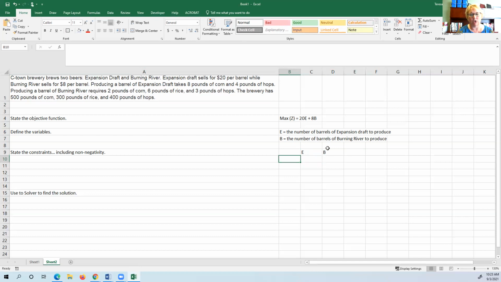And so when I write this constraint for corn, that constraint is going to be the coefficient of how many resources of corn it takes to produce an Expansion Draft. Producing a barrel of Expansion Draft takes 8 pounds of corn. So it's going to be 8E plus how many pounds of corn for Burning River? 2 pounds of corn. And we know that we only have 500 pounds of corn.